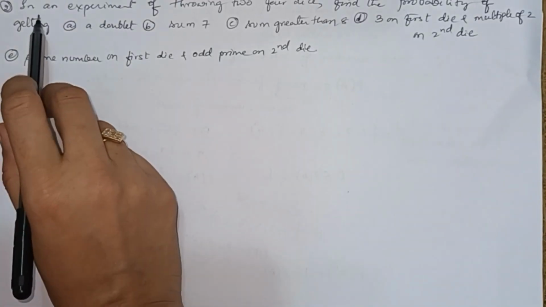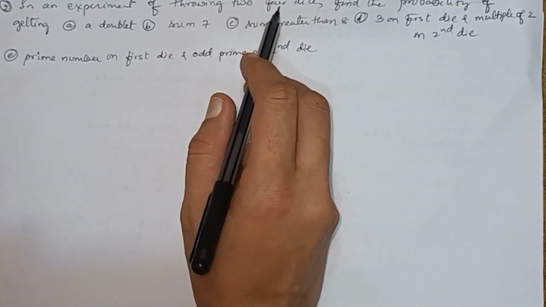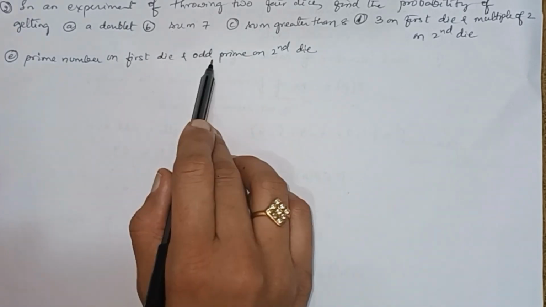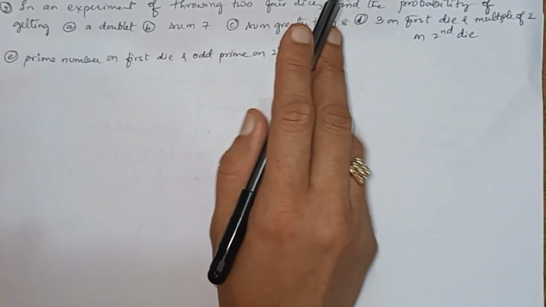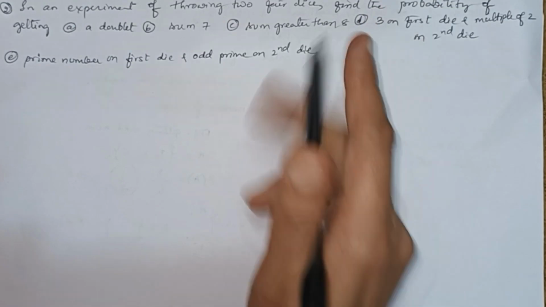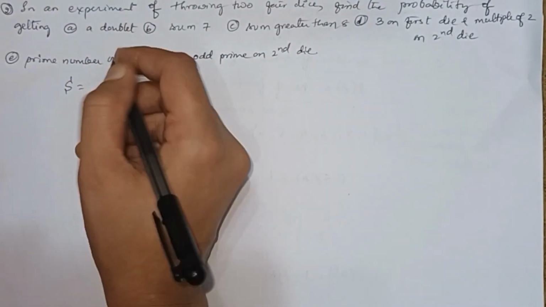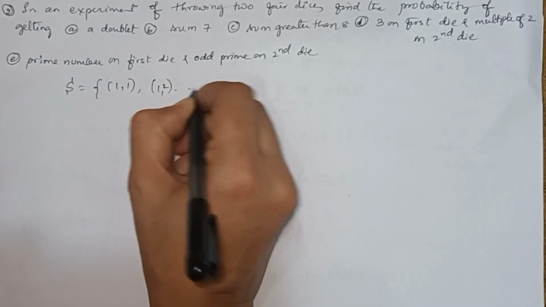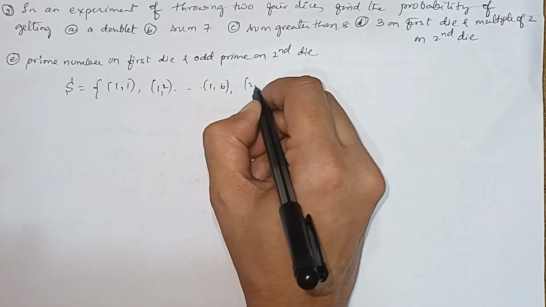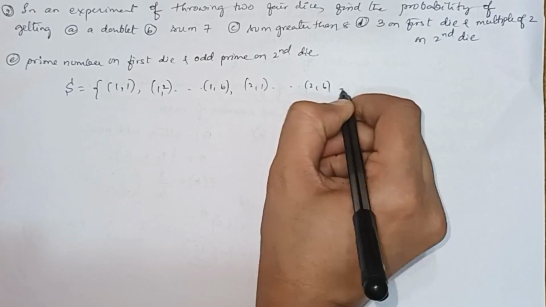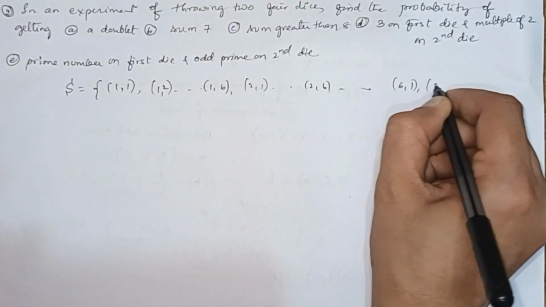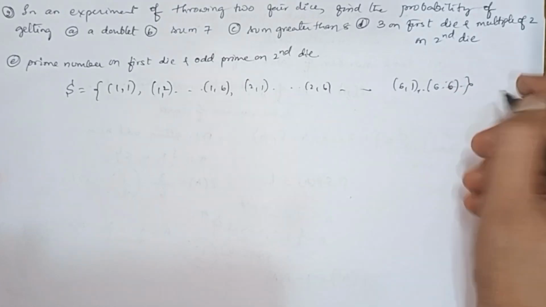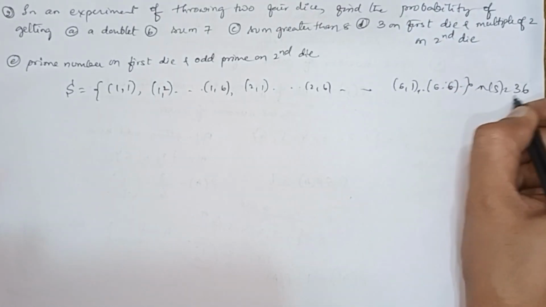See the second problem. In an experiment of throwing two fair dice, find the probability of getting. So here sub questions given. Two fair dice is same as throwing a die two times. So sample space will have 36 elements, 1 comma 1, 1 comma 2, so on up to 1 comma 6. Similarly 2 comma 1 to 2 comma 6, so on up to 6 comma 1 to 6 comma 6. So n of S is equal to 36.